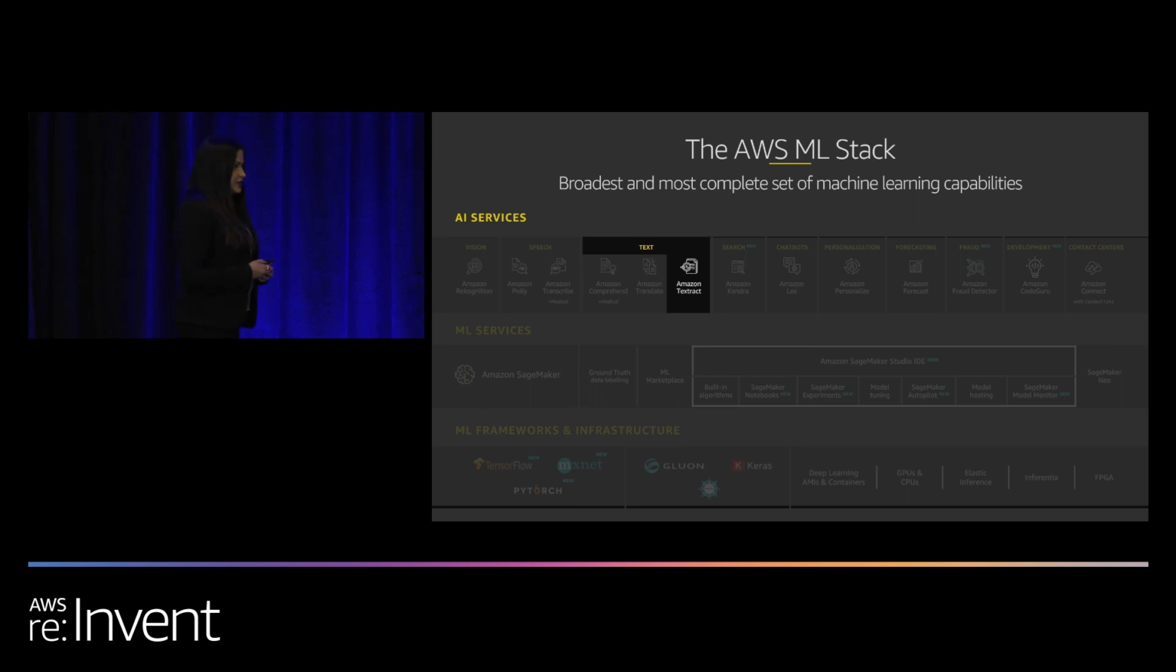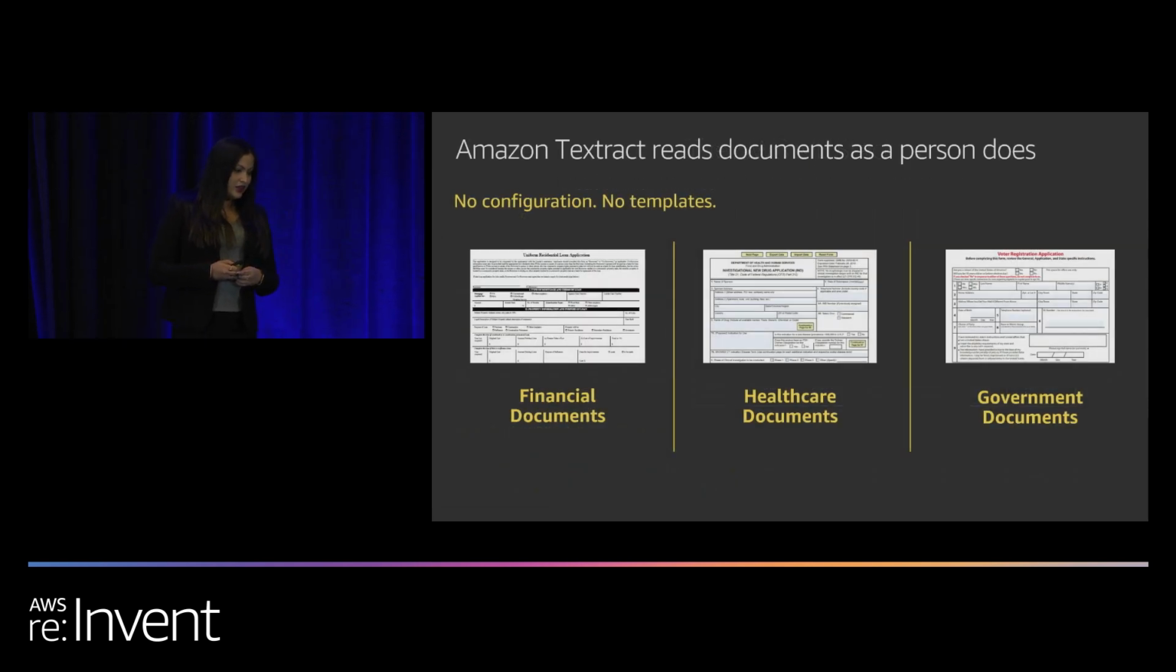Amazon Textract is a machine learning service that enables you to extract text and data from your documents for document understanding. Amazon Textract reads these documents just like a human being does, without requiring any configuration or any templates, be it financial documents, healthcare documents, government documents, legal documents, and many more. You can read these documents using our simple APIs, just like any human being would.